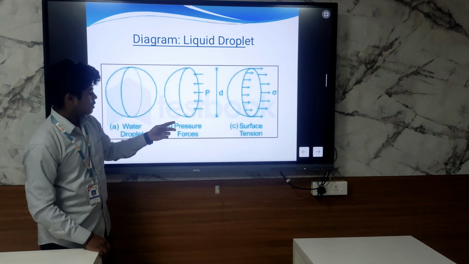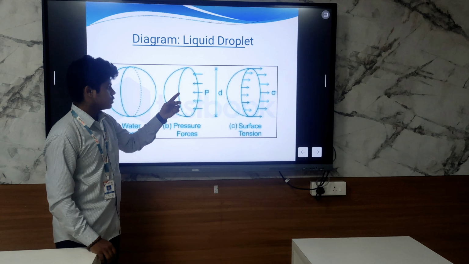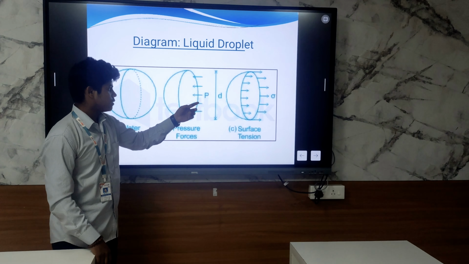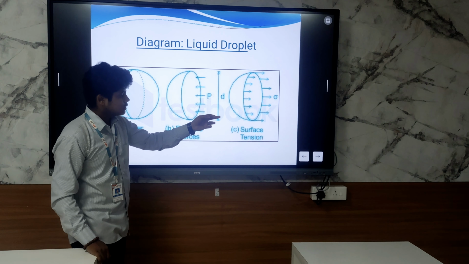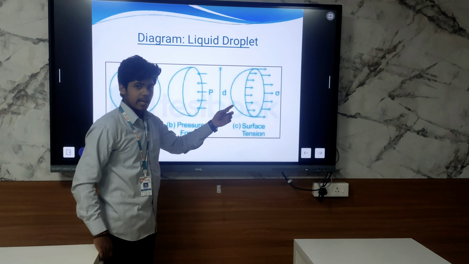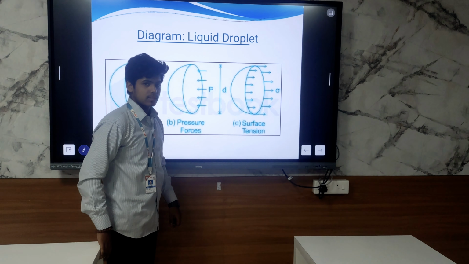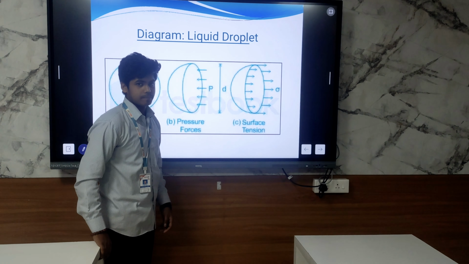Two forces act on the liquid droplet. One is the pressure force across the cross section area, and the second is the surface tension, which acts on the circumference of the liquid droplet, which is pi d.